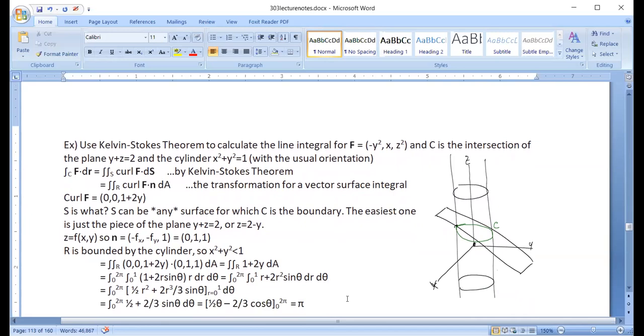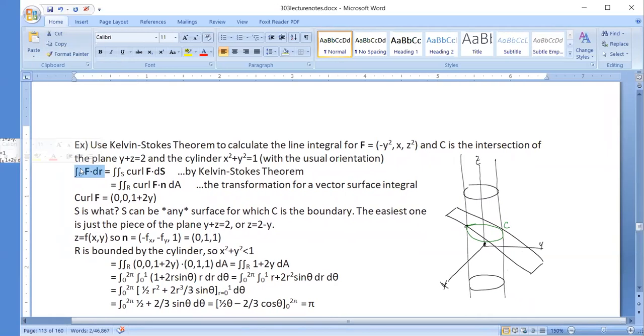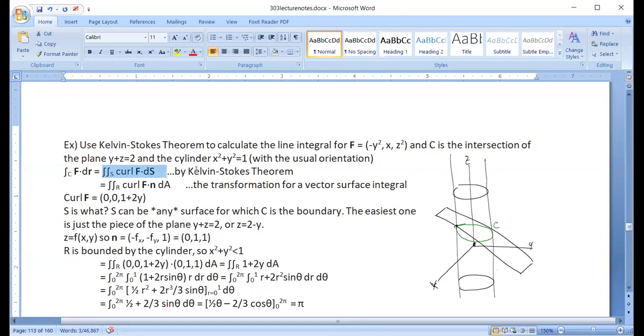So let's take a look back at this problem and understand what happened. We were originally given a line integral to do right here. However, writing down the formula for the path was going to be really tricky. So instead, we just convert it using Kelvin-Stokes theorem into a surface integral, which winds up being something that we know how to do, and the integral itself is very straightforward. However, to get to the integral, we had to do a couple of transformations.